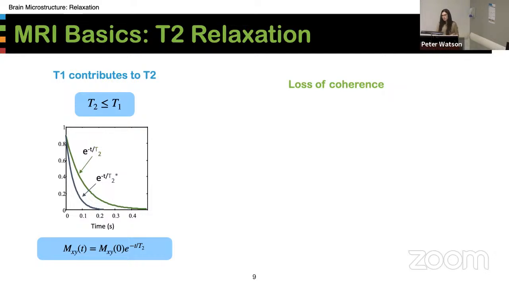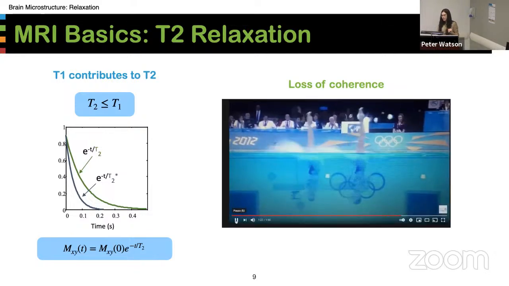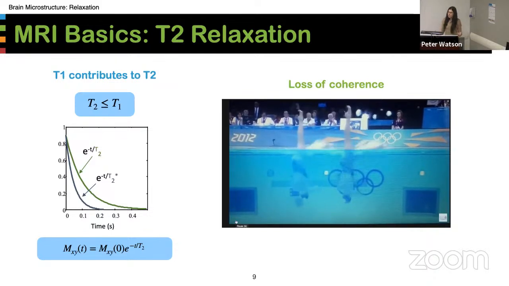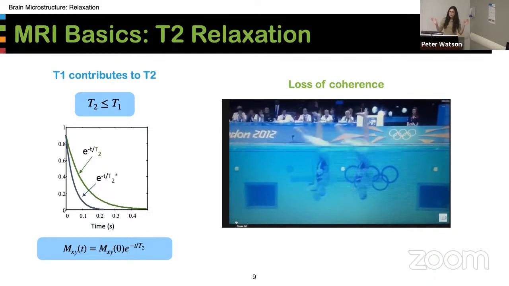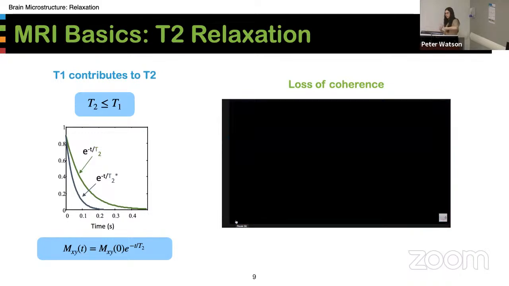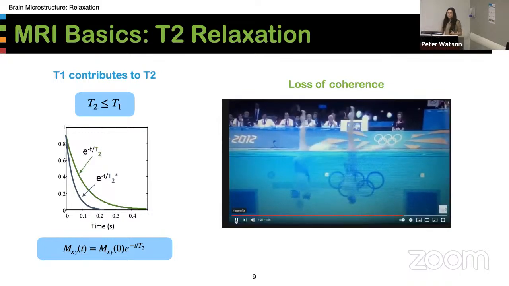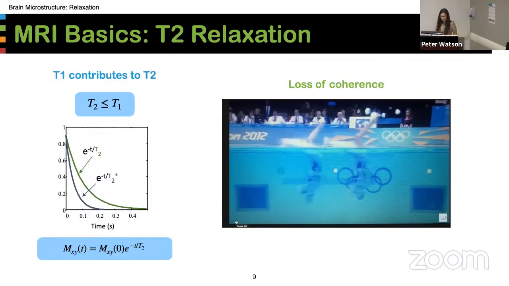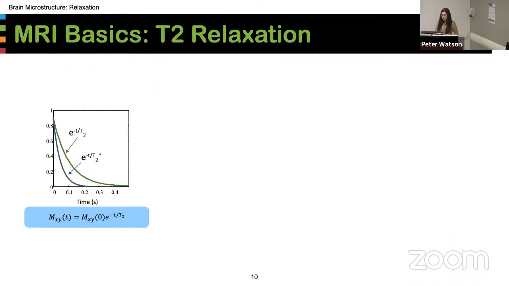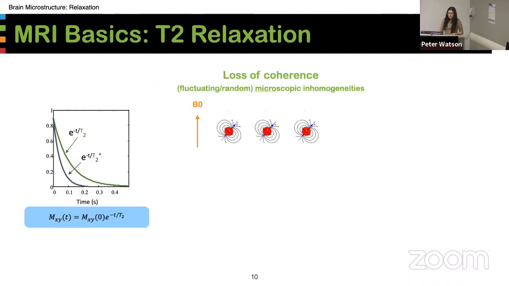We can think of the spins when we tip them into that transverse plane as being in perfect synchrony, like these synchronized swimmers. So initially, when we've tipped them down, they're turning around in perfect synchrony. But over time, they're going to lose synchrony. So we call that loss of coherence. And the reason why that happens is because there are inhomogeneities in the magnetic field at a microscopic scale that are also changing in time.